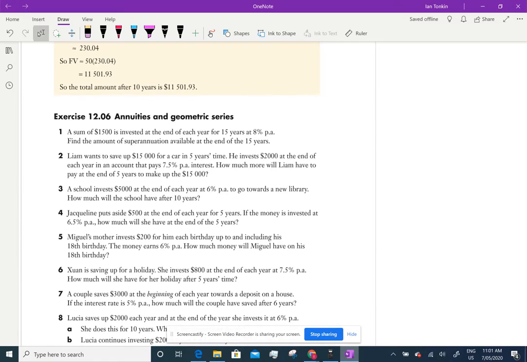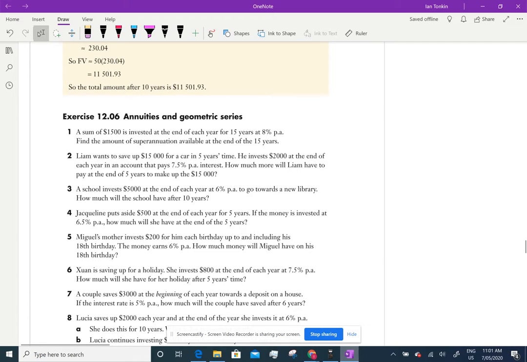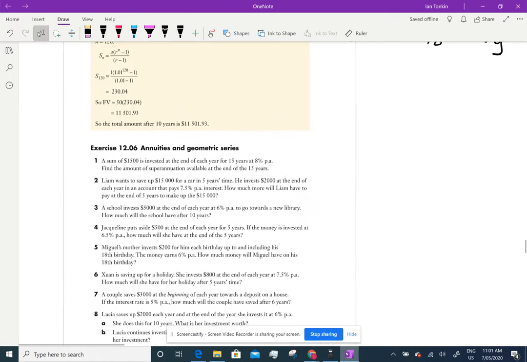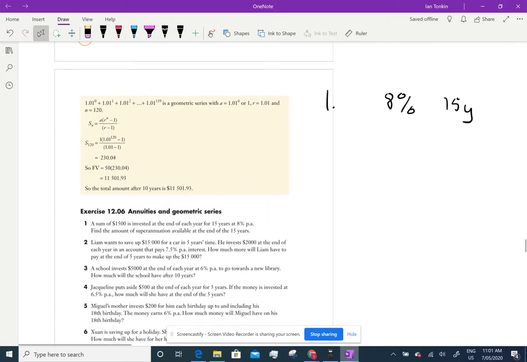Okay, Year 12, I'm about to do exercise 1206, which is annuities and geometric series without tables using our formulas. And exercise 1206 is just investments, which includes superannuation and geometric series going up.